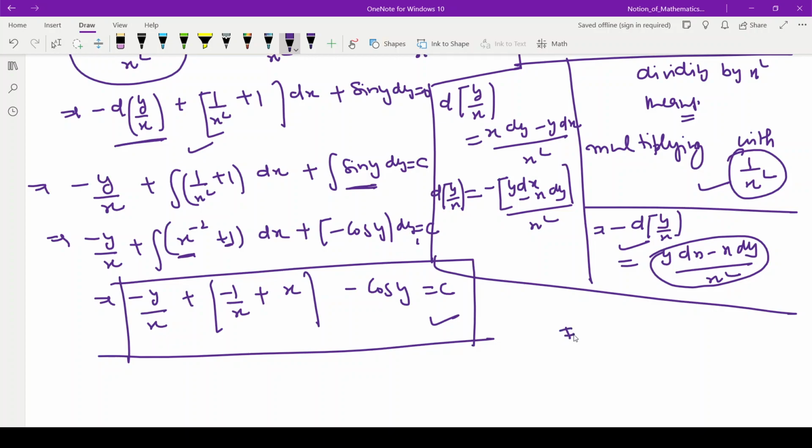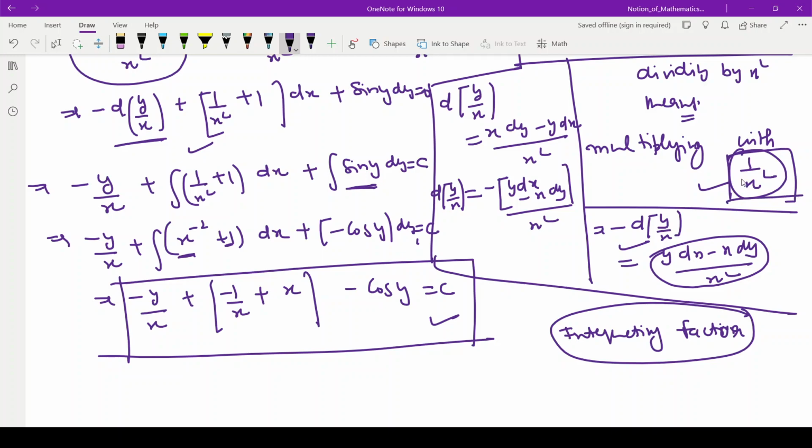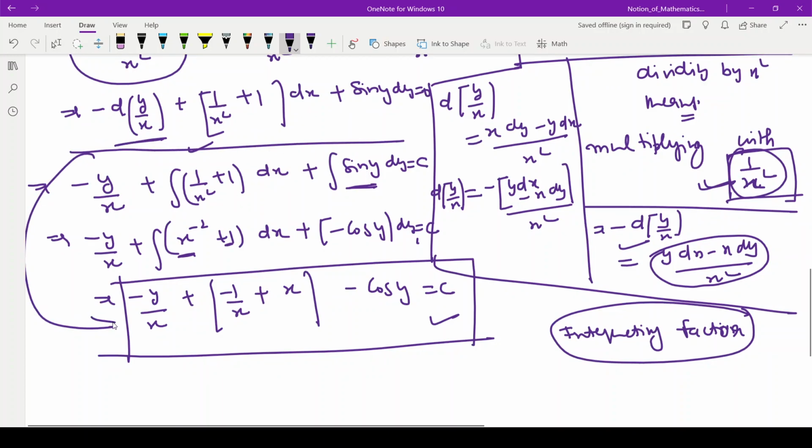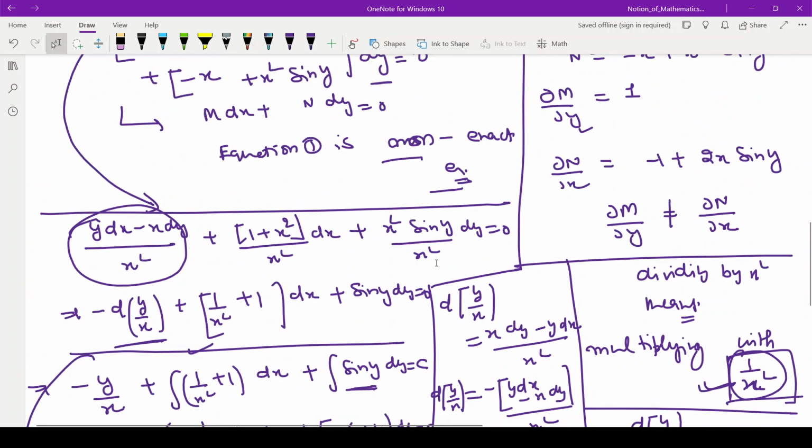And if I ask you what the integrating factor is, the integrating factor is that multiple, whatever function you multiply with, by which the given non-exact equation becomes an exact equation. So in this question, the integrating factor is 1 upon x square, because when I multiplied the whole equation by 1 by x square, the given equation became exact, and then we obtained the proper solution. I hope you will understand this equation properly.